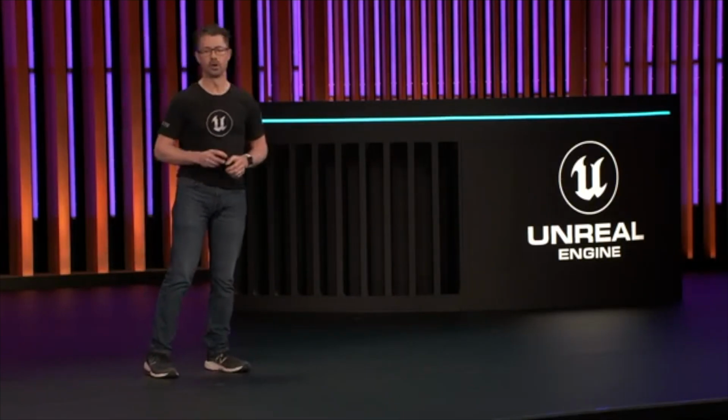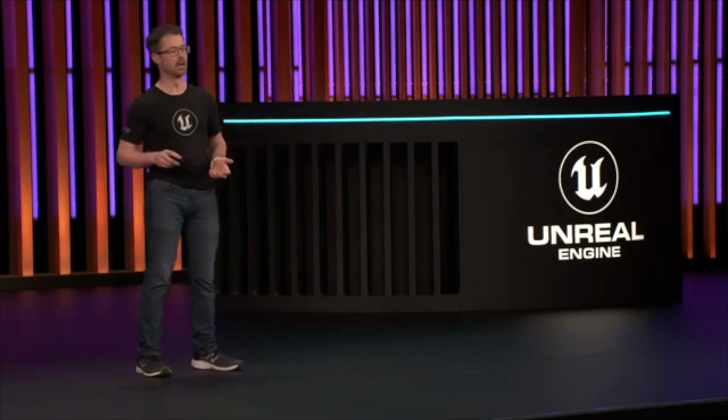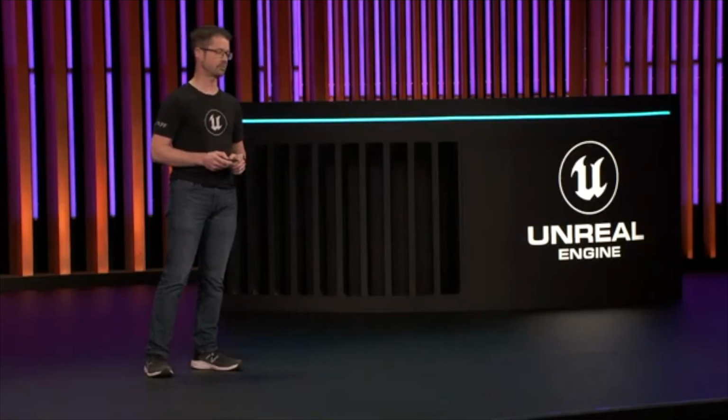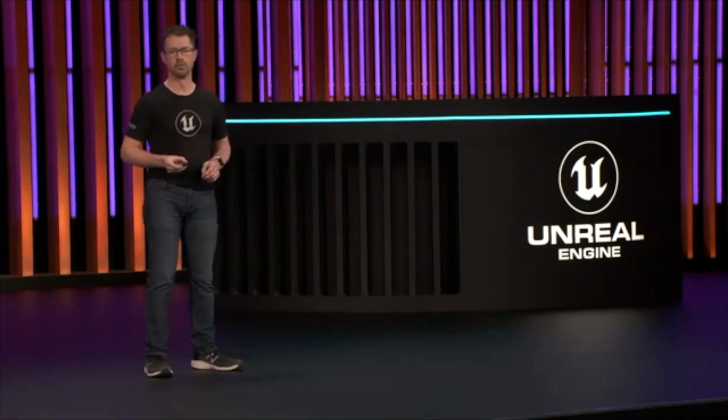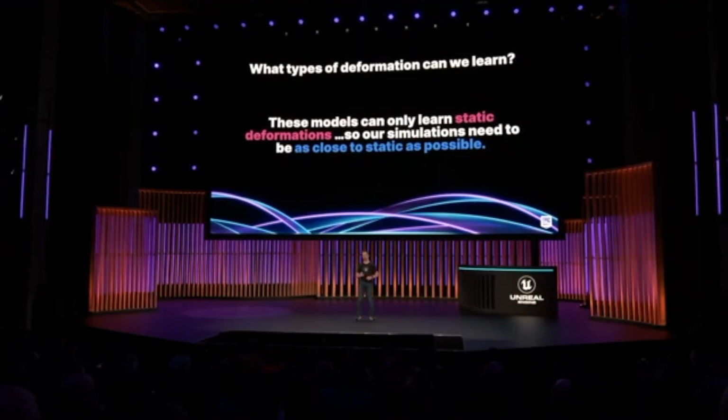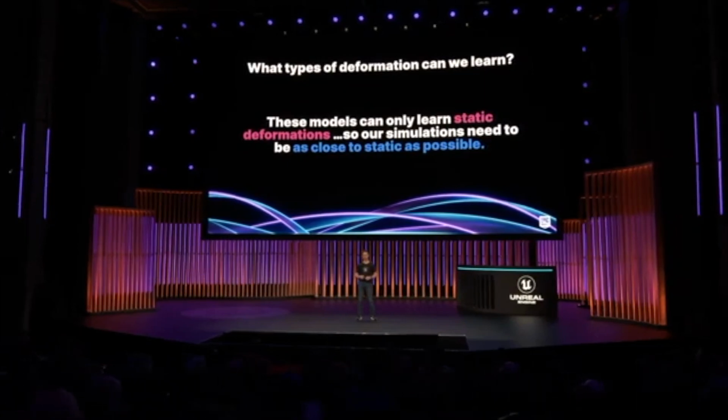Now, we need to give the models lots of examples of the character in lots of different poses so it can learn what the deformation should look like across a wide range of animations. This is the training range of motion, or ROM, and it's perhaps the most critical element of the process. Now, it's important to note that these models can only learn static deformations. They're not able to learn dynamic properties.